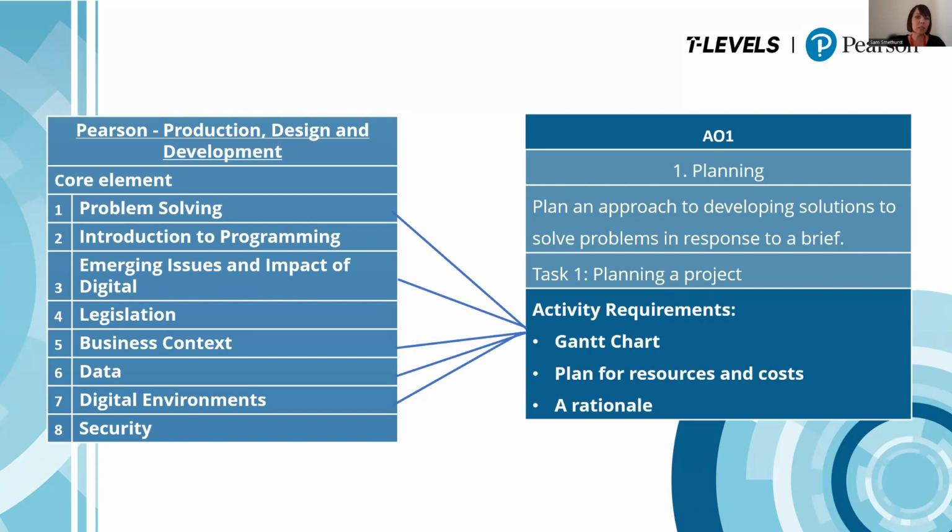Number 5, business context. For example, understand how digital supports the business needs of an organisation, understand the factors that determine the feasibility of a digital project, understand the potential risks to organisations of use of digital systems and technologies. Further on, data. For example, understand why organisations need data and information, how they're used, the purpose of business and information tools. And then lastly, number 7, digital environments.